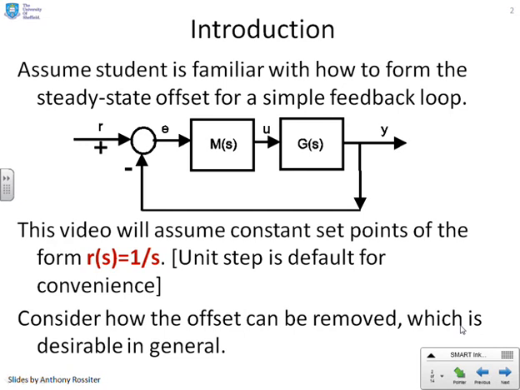And what we want to do in this video is ask ourselves, how can we remove the offset? How can we make sure that the steady state for the error signal, the difference between the target and the output, is 0?